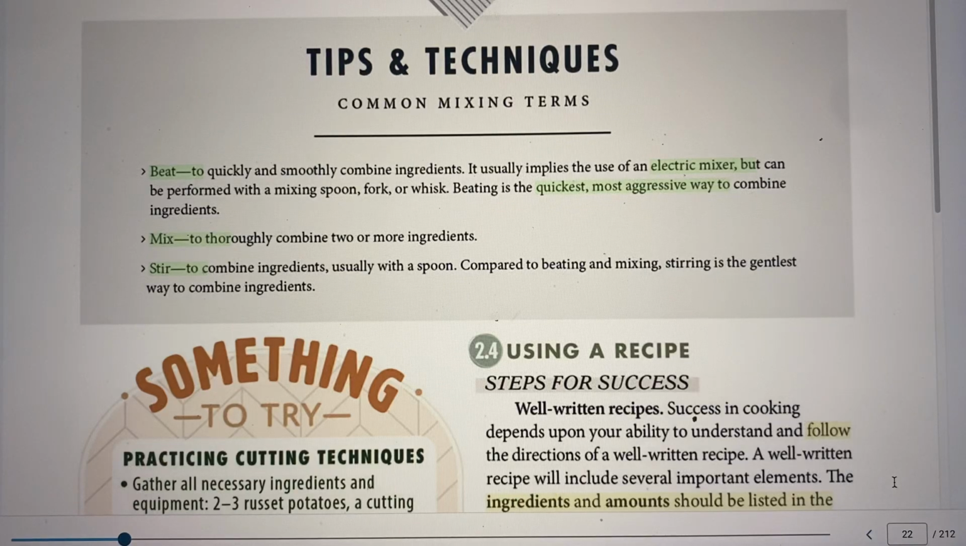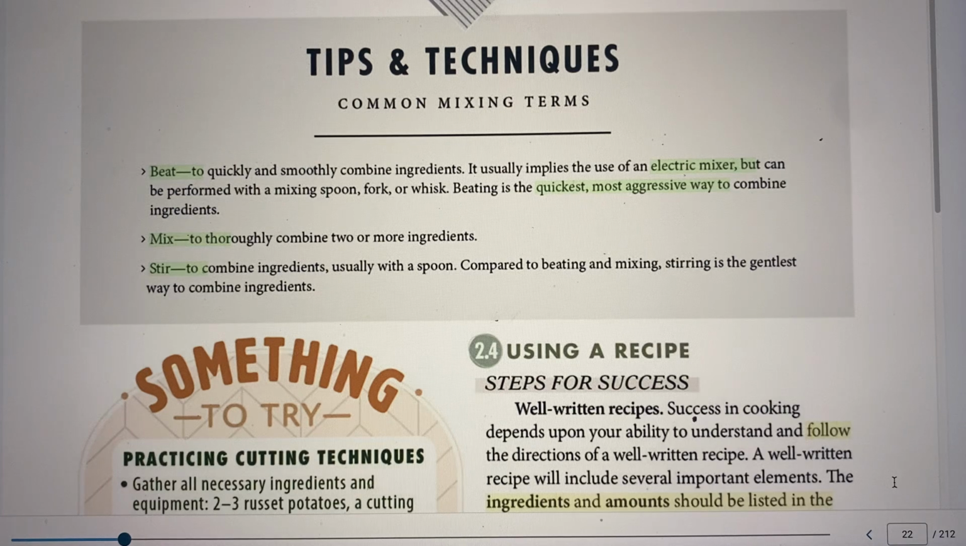So we're in your culinary class, and now we're in chapter 2, section 4. And we're going to be talking about using a recipe. So let's go over some of these tips and techniques. Common mixing terms. So what does it mean to beat?